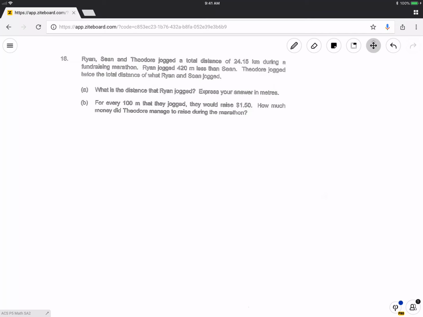Marathon. Ryan jogged 420 meters less than Sean. Theodore jogged twice the distance. Draw a diagram. RST.